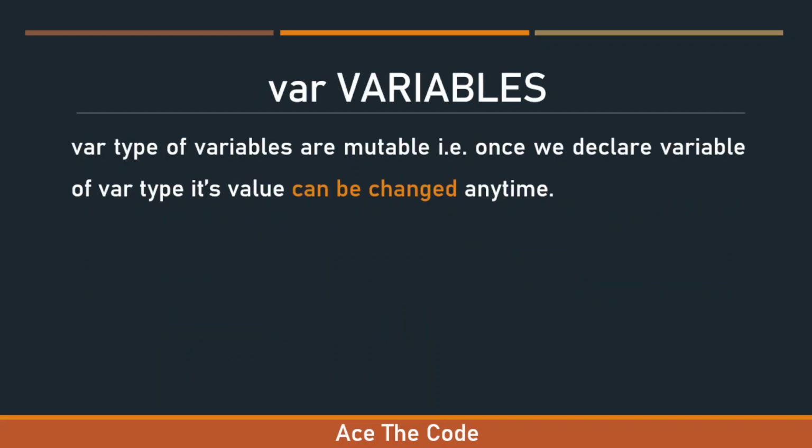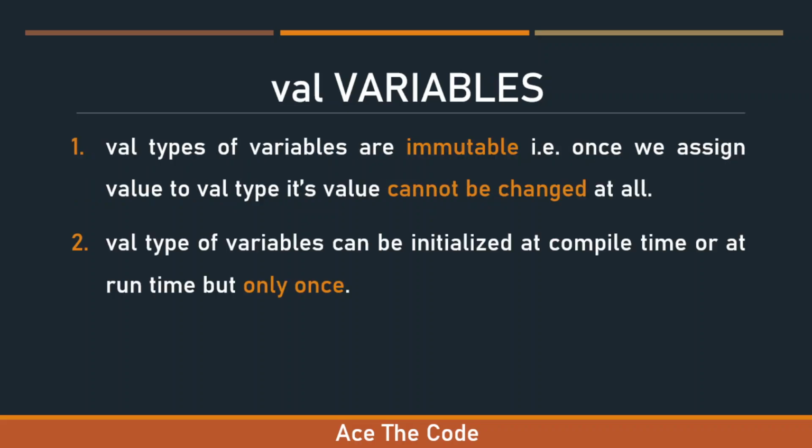That's the point about var type of variables. Var type of variables are mutable. That is, once we declare a variable of var type, its value can be changed anytime, as many times as we want. Val types of variables are immutable. That is, once we assign a value to a val type, its value cannot be changed at all. And val type of variables can be initialized at compile time or at runtime, but only once. These are the important points regarding var and val.